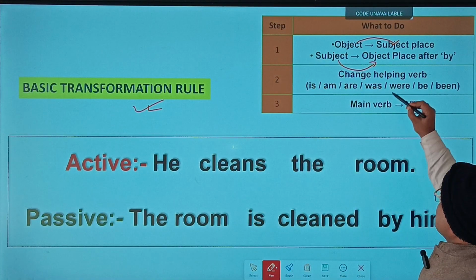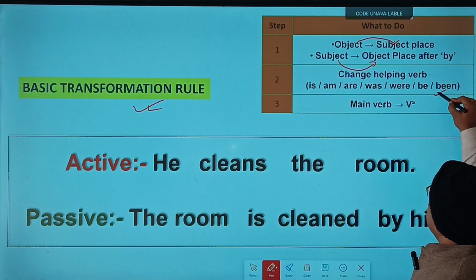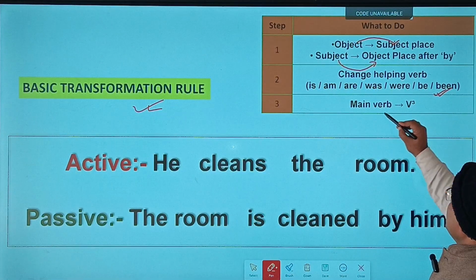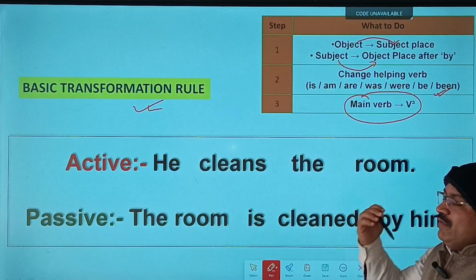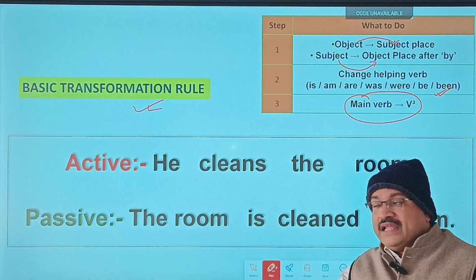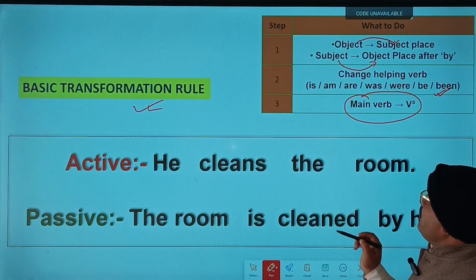Okay. The second step is change helping verb. We have to change be verbs, change helping verbs. And the third one, the main verb of the active voice will always be in the third form, past participle form. Now understand this one by one.